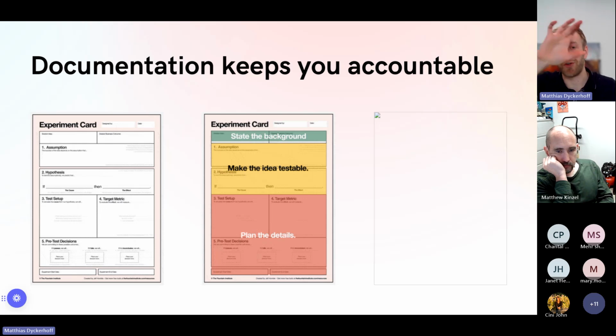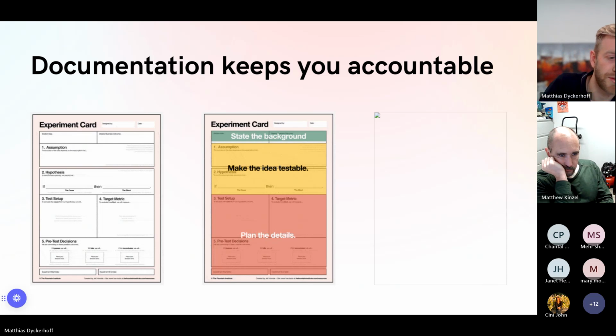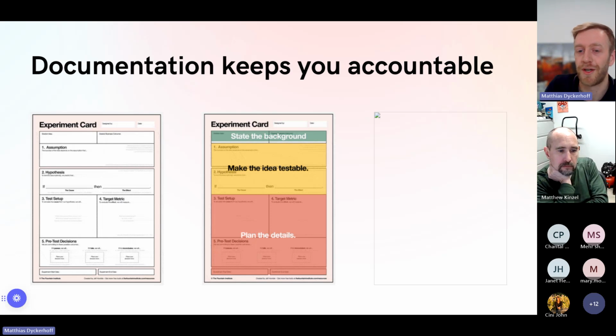So you state the background, you make this hypothesis testable, then you plan the details, and at the bottom it says here, it's kind of hard to read, but it says: if the test succeeds, what will I do? If the test fails, what will I do? And if it's inconclusive, what will I do? Basically what you're doing here is holding yourself accountable to the results of the test.